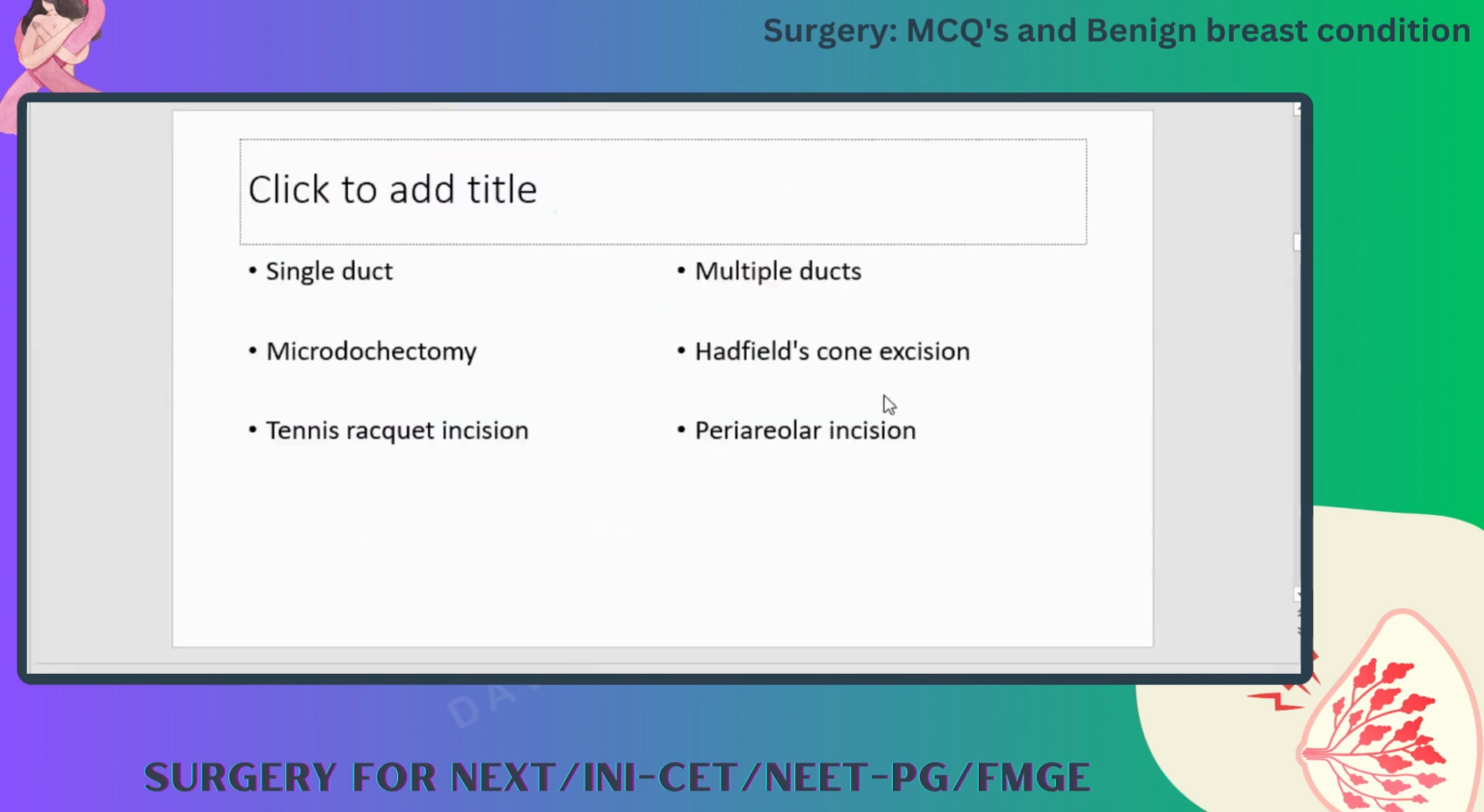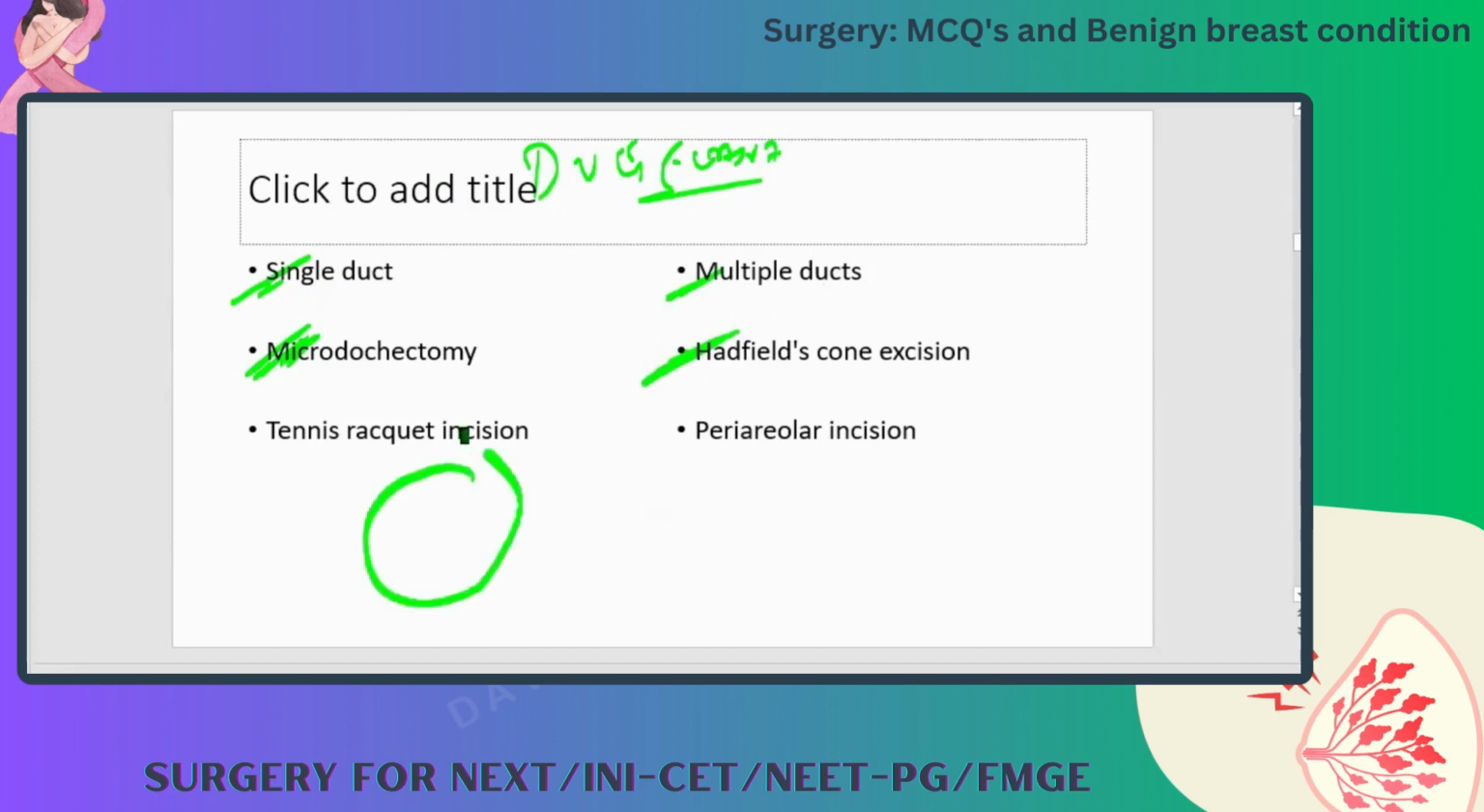So what is the treatment for single ductectasia? If there is a single duct, microdochectomy. Remove the single duct only. If there are multiple ducts, remove the entire cone of the tissue. Hadfield's cone excision, we call it.